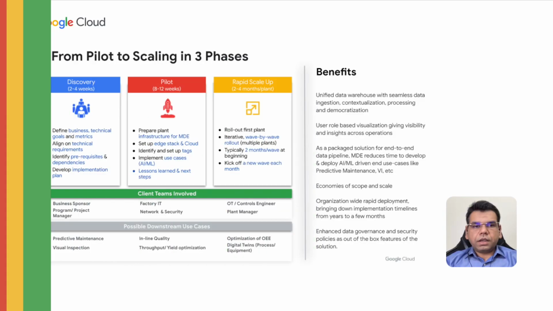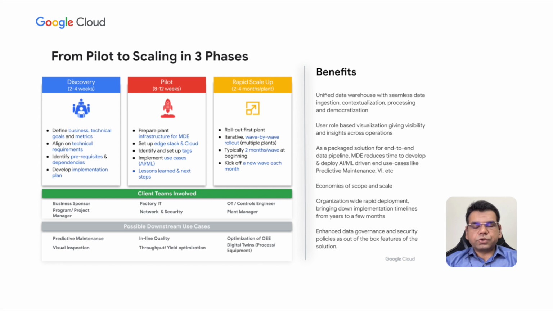Let me take you through the typical journey for such programs from the pilot phase to a large multi-line and multi-plant scaling. The program normally encompasses three steps, namely discovery, pilot, and rapid scale-up. In the discovery phase, which is spread across 2 to 4 weeks, interactions are held with a cross-functional team from the client. They include representatives from senior business leadership, plant operations, and IT.